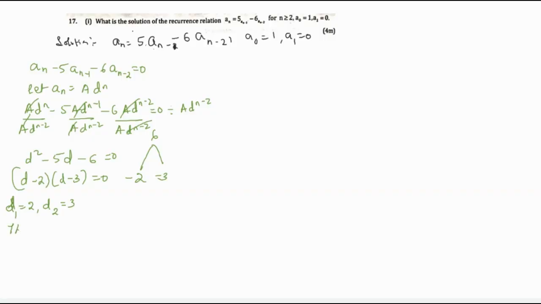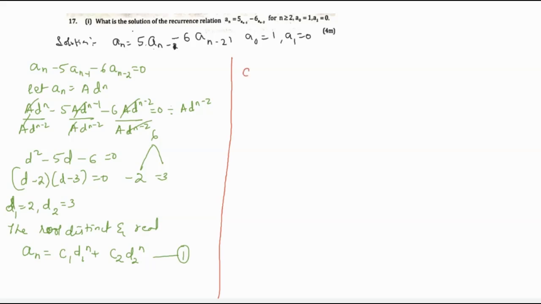So here the roots are distinct and real. So the general formula will be a_n equals c1 d1^n plus c2 d2^n. You can call this equation 1. Now substituting the values of d1 and d2, we get a_n equals c1 2^n plus c2 3^n. Now substituting the conditions they have given: a_0 is equal to 1, that means n is equal to 0.